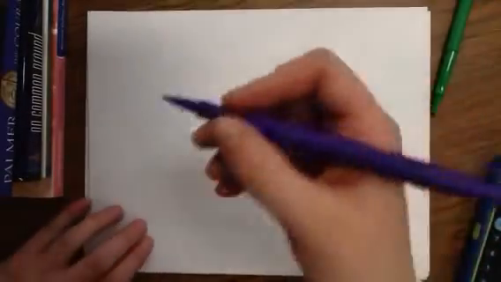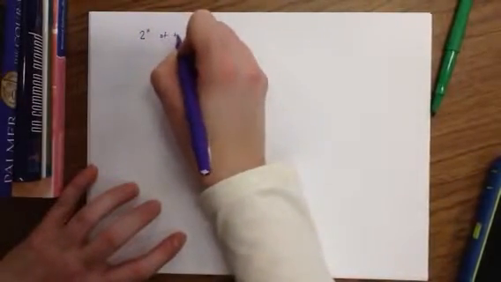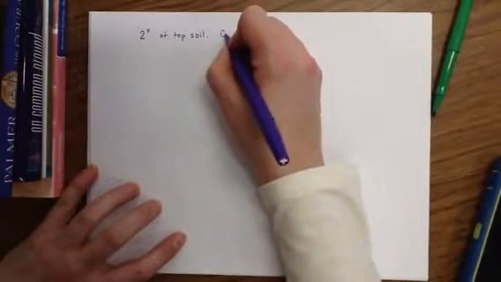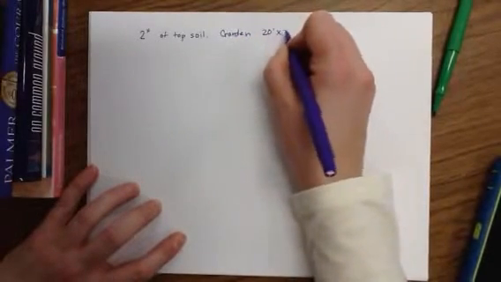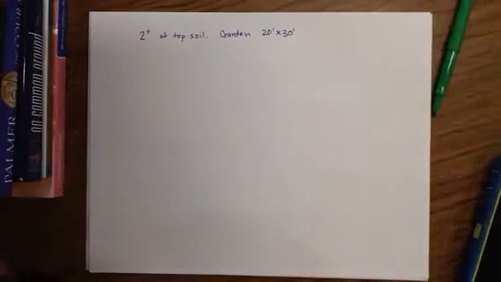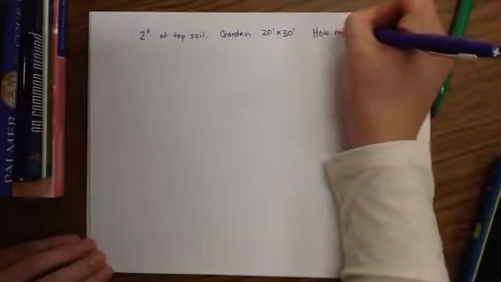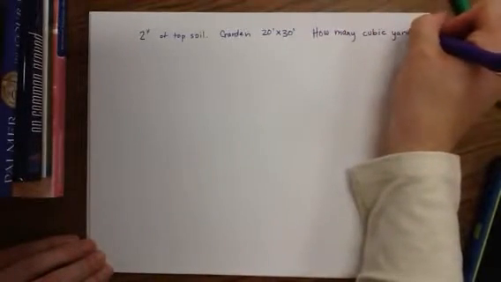So for video 2, I want to look at one of our in-class exercises. It says you want to put a 2-inch thick layer of topsoil. So I want to add 2 inches of topsoil to my garden. Right now my garden is 20 feet by 30 feet, and I want to know how many cubic yards of dirt I should order.